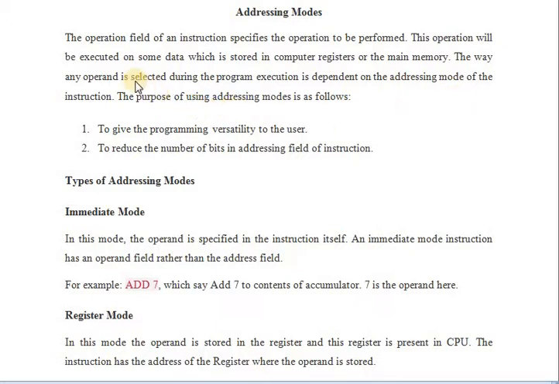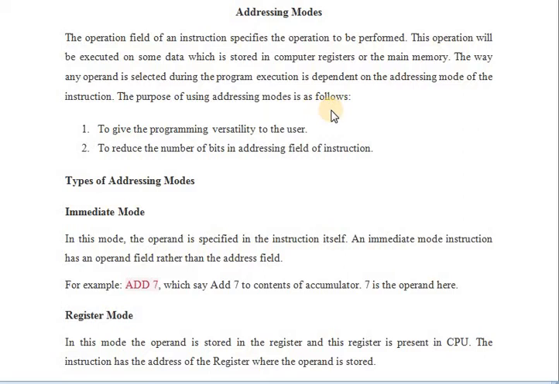So you know what is an operator and what is an operand. Operators are plus, minus, multiplication, division. Operand means A, B, that is from A to Z. So the way any operand is selected during the program execution is dependent on the addressing mode of the instructions. The purpose of using addressing mode is as follows.